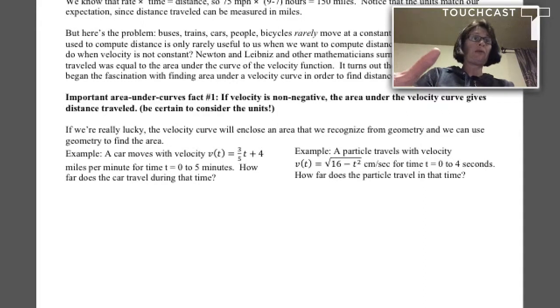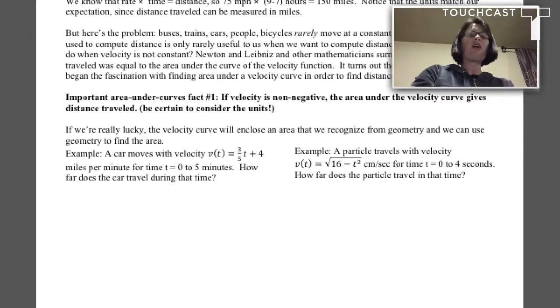Okay, super important fact to start out chapter 5. As long as velocity is positive, the area under a velocity curve gives distance traveled. So here are 3 examples. These are good examples to start with because we're going to be able to find the area under the curve knowing what we already know about geometry.